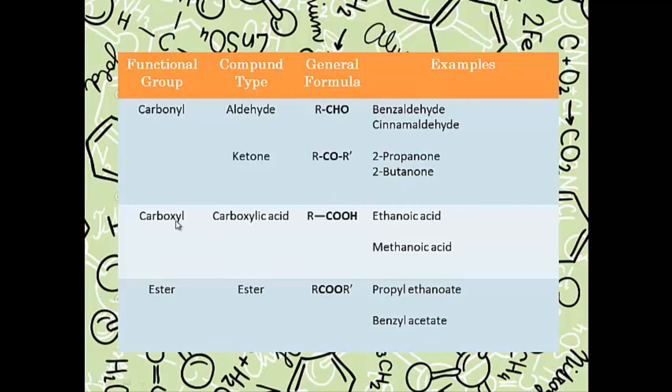The functional group carboxyl. The compound type is carboxylic acid. The general formula is RCOOH, and some examples are ethanoic acid and methanoic acid. And another functional group is ester. The compound type is ester, and the general formula is RCOOR. And some examples are propyl ethanoate and benzyl acetate.